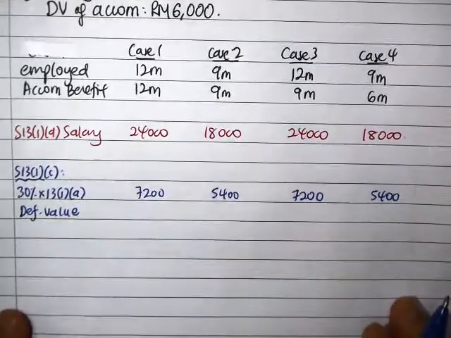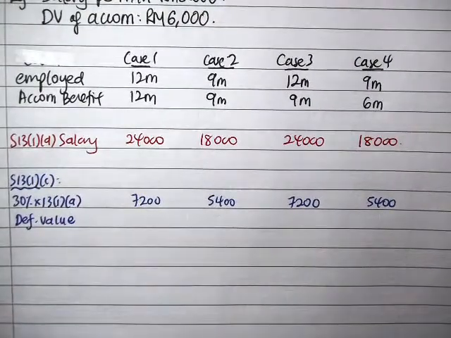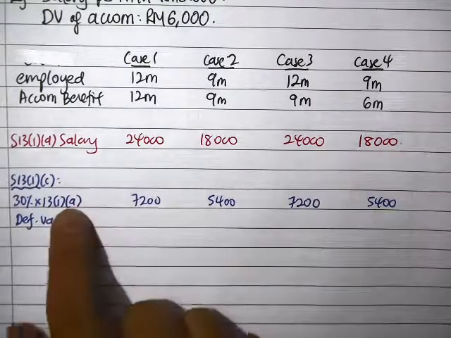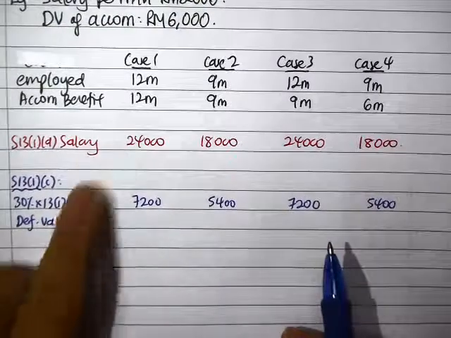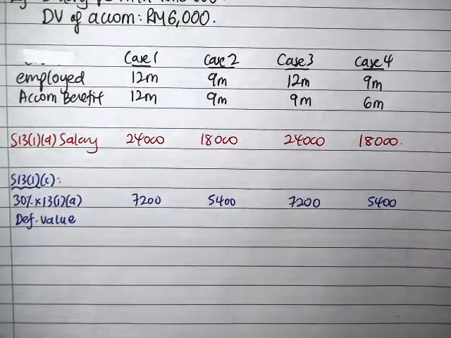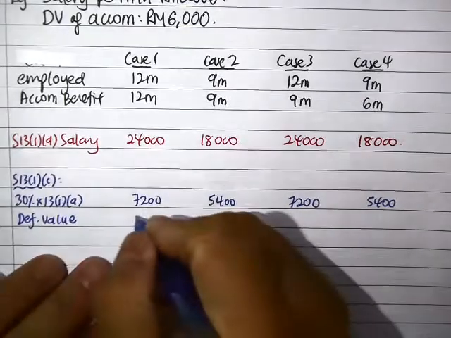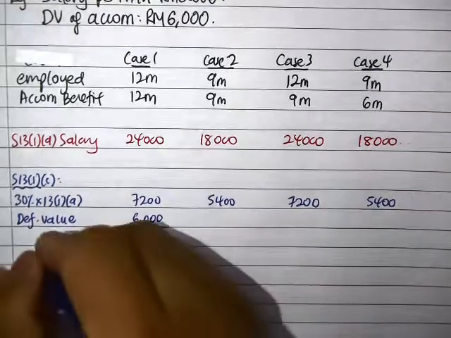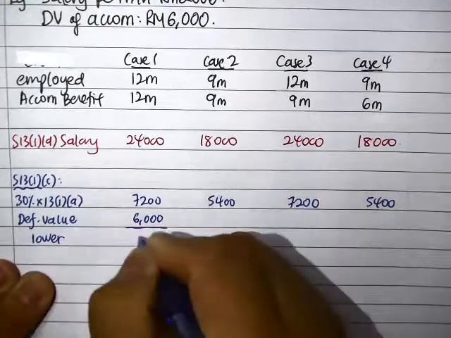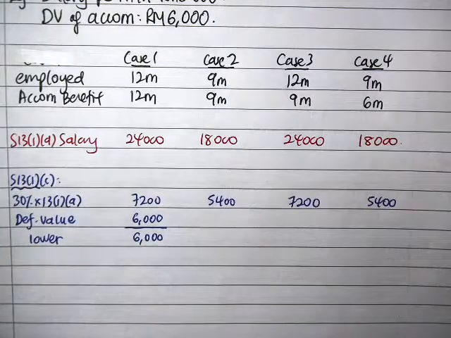Okay, then you take the defined value. Now when you take your defined value and compare, the defined value must reflect back the exact period that you're having for your 13.1A. So if your 13.1A is 12 months, then obviously defined value must be 12 months. That's why you compare with 6,000. Okay? And then you choose the lower, where the value you tax is 6,000 then, okay?